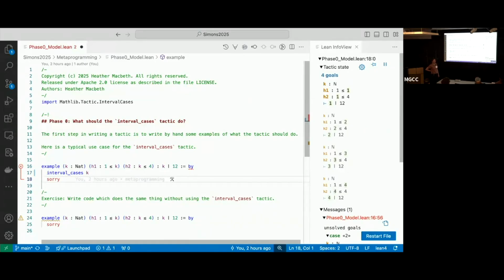This is the tactic I want us to build up to writing. I think it's neither too simple nor too complicated. It might actually teach us something. So what I want to do for at least the first half hour of this lecture is to figure out how you would do this by hand. So if we were in the dark ages before somebody wrote the first version of the interval cases tactic, how would we do this?